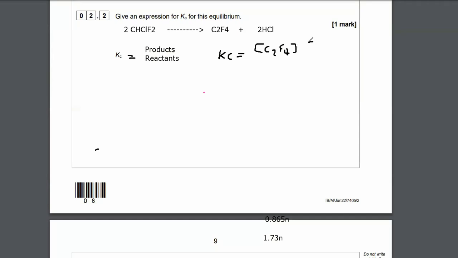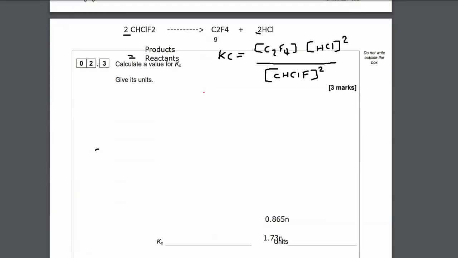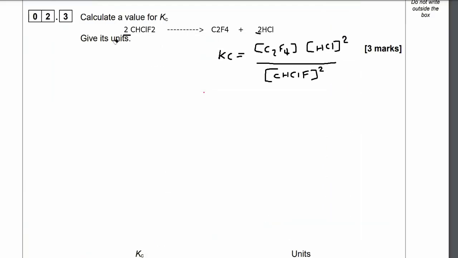Now we need to put them in square brackets, because that stands for concentration. Those square brackets mean mole per dm to the minus 3, so it saves you having to write that out. Now I put a little 2 outside the HCl. Why do I do that? That is because there are 2 moles of it, so it's to the power of 2. And for the bottom, the reactant, CHClF2, we put a little 2 outside as well, and that's your equilibrium expression for Kc.